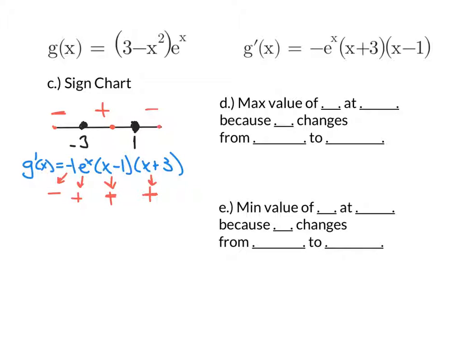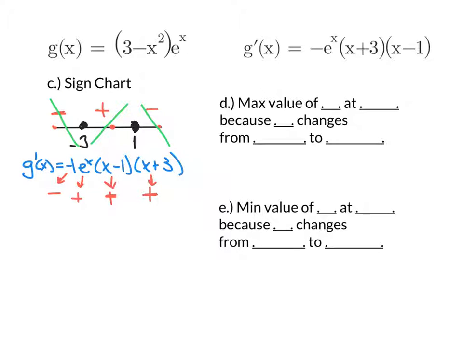Now, as we take a look at our sign chart, we can get a feel for what the graph of g of x, that original function, is going to look like. Since this is a sign chart for the derivative, on this first interval, the derivative is negative, which means the original function is decreasing. It's going down. On the middle interval, the derivative is positive, so the function is increasing. And then after 1, the derivative turns negative again, and it's going down.